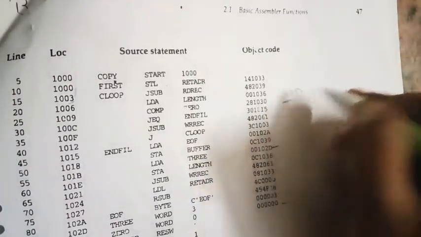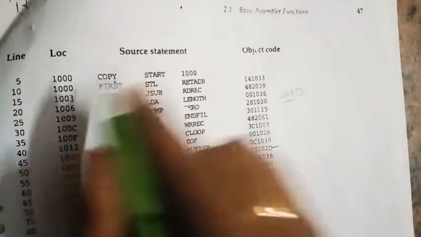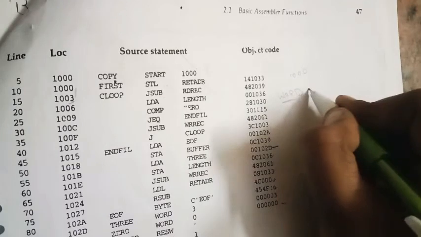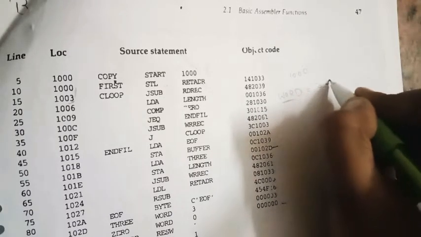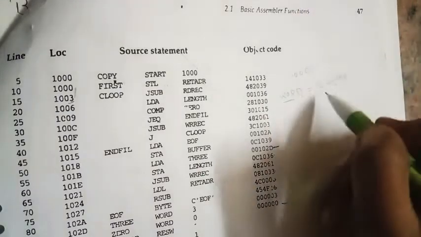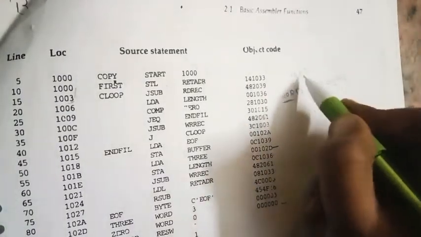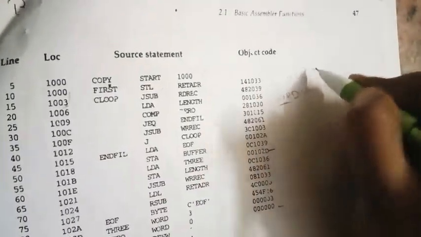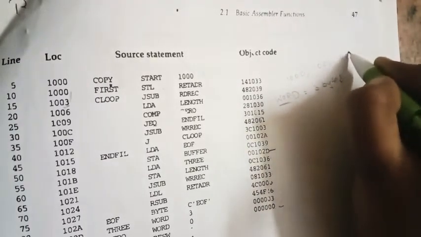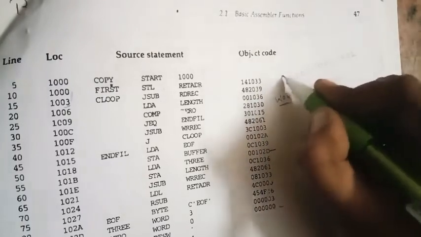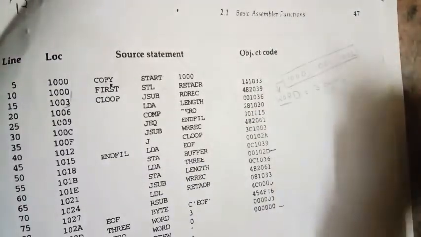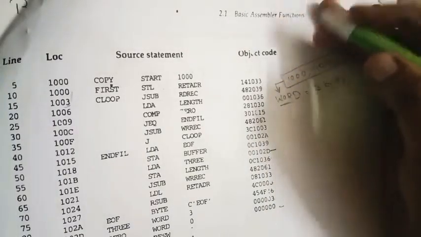Word means, if we take this 1000 as one word, then one word is equal to 3 bytes. 3 bytes, guys. One word is equal to 3 bytes. That means how to represent this, guys? 3 bytes means 1000, 1001, 1002. After this, these 3 bytes are stored under the one word.